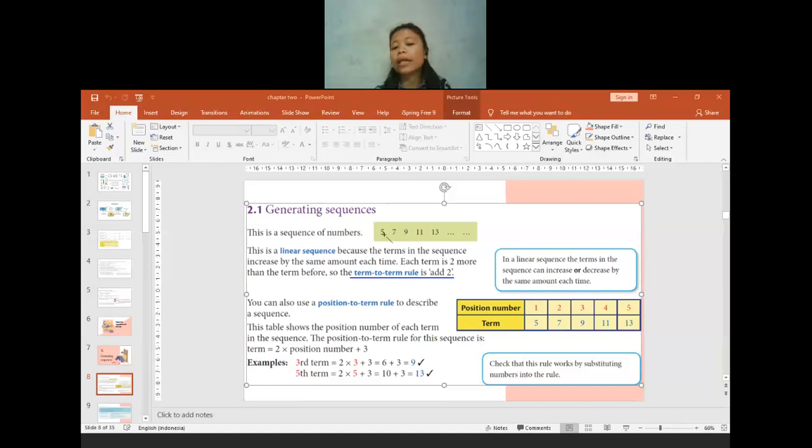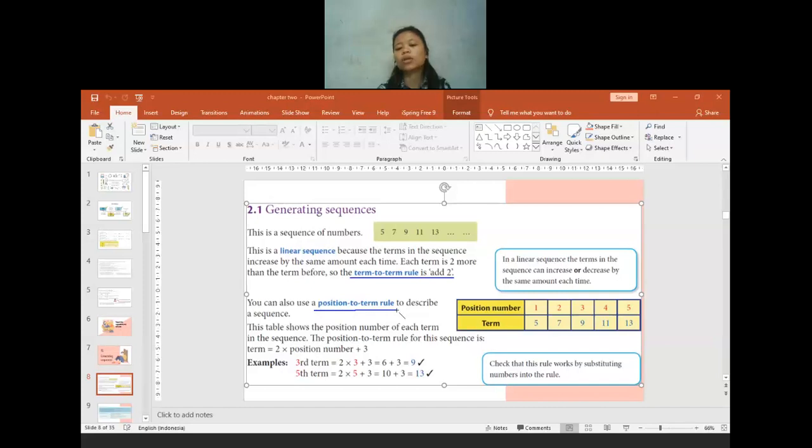Each number is called a term. The first number we call the first term, the second number the second term, the third number the third term. That's why it is called the term to term rule, because the numbers change by the rule of adding 2 to each number. Now there is another word called the position to term rule.